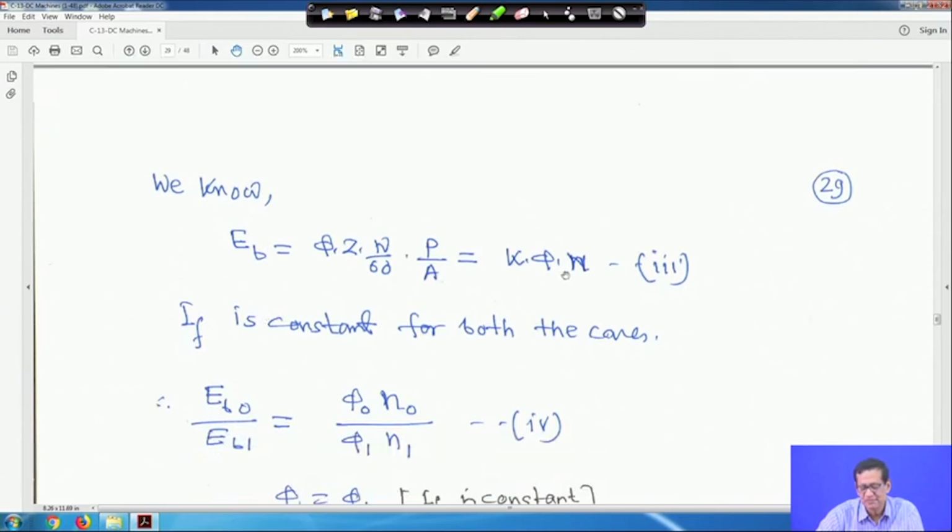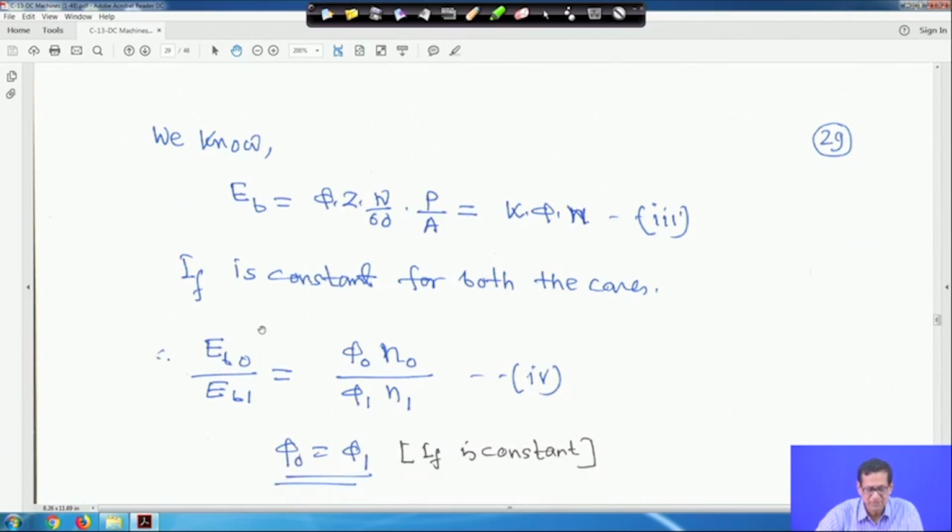into P by A, which is equal to K into phi into N, but IF is constant for both the cases. If IF is constant, it means the flux is constant, right. Therefore, Eb0 by Eb1 you can write as phi 0 N0 upon phi 1 N1, because this is the condition. From here you can write one equation, Eb0 is equal to K phi 0 N0, and another equation, Eb1 is equal to K phi 1 N1. So, K will be cancelled because these are constant.